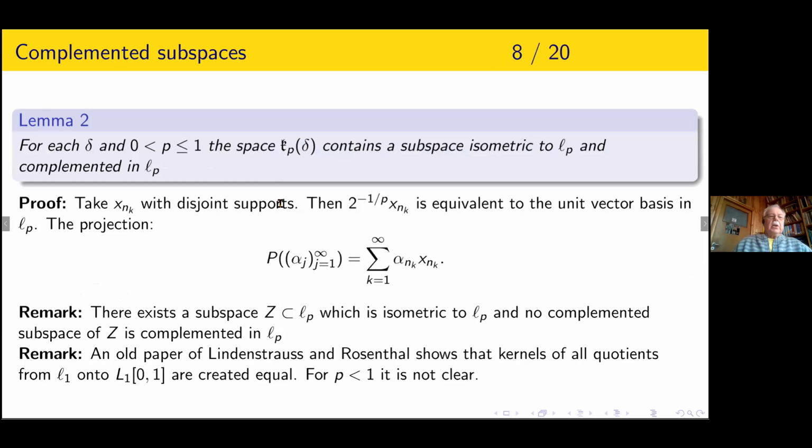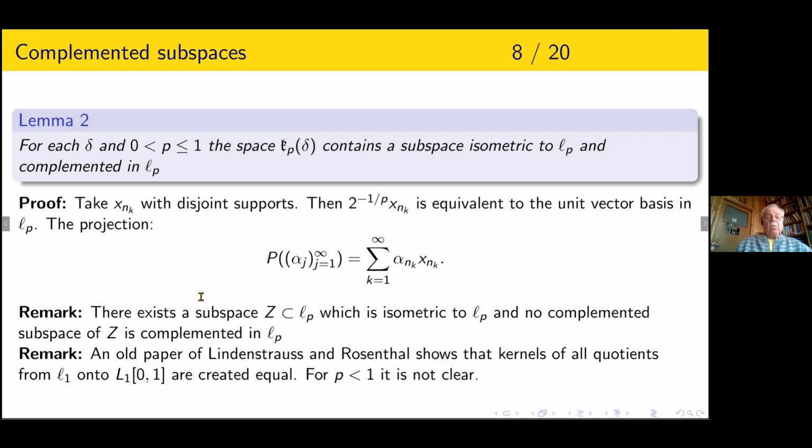Now, basically, this is an easy lemma: whatever δ we take, this space K_p(δ) contains a subspace isometric to little ℓ_p and complemented in the whole L_p. Remember, this is a subspace of L_p, but this subspace is complemented in the whole L_p. And here is a proof with the projection.